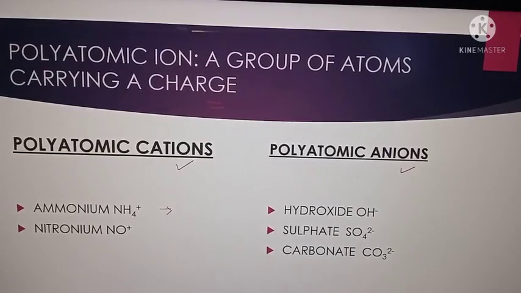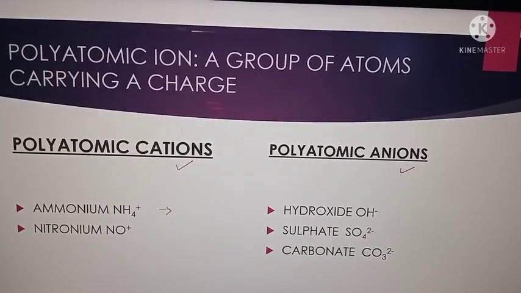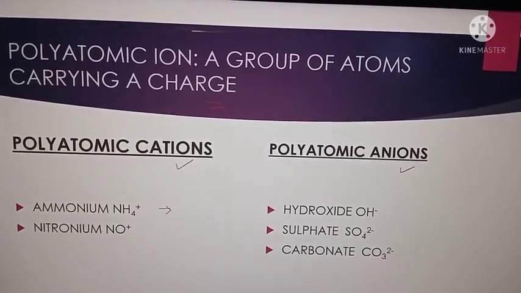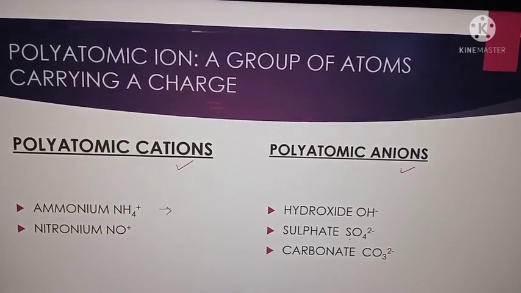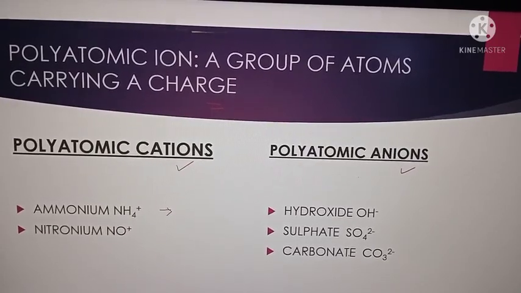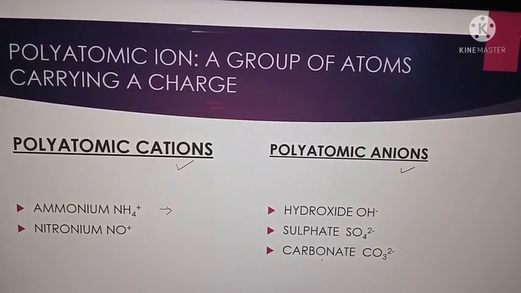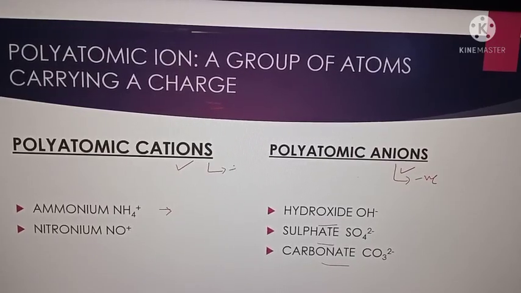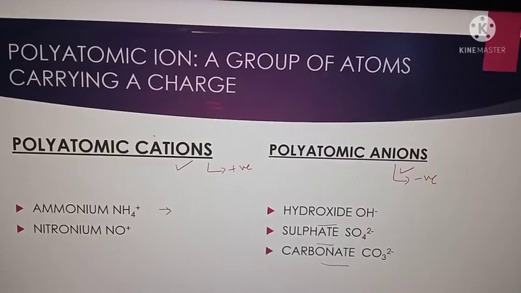Looking at polyatomic anions, you can see here some examples: hydroxide, OH minus, then sulfate, SO4 minus, carbonate, CO3 minus. They are examples of polyatomic anions. Anion means something which has a negative charge, and cation means something which has a positive charge. Now here we are studying polyatomic ions. There are 2 types, polyatomic cations and polyatomic anions.